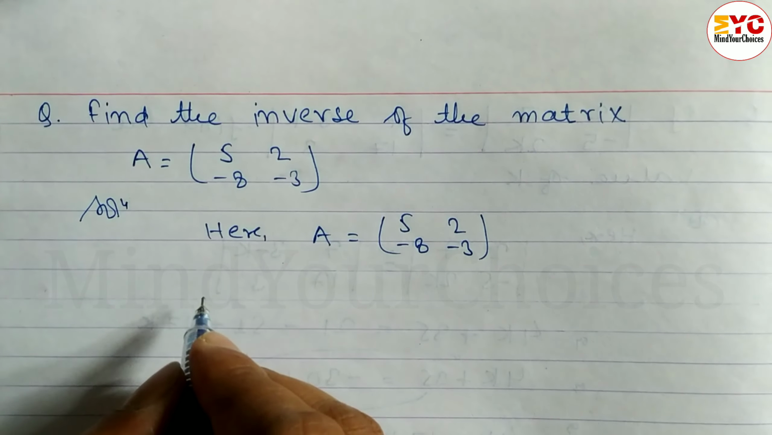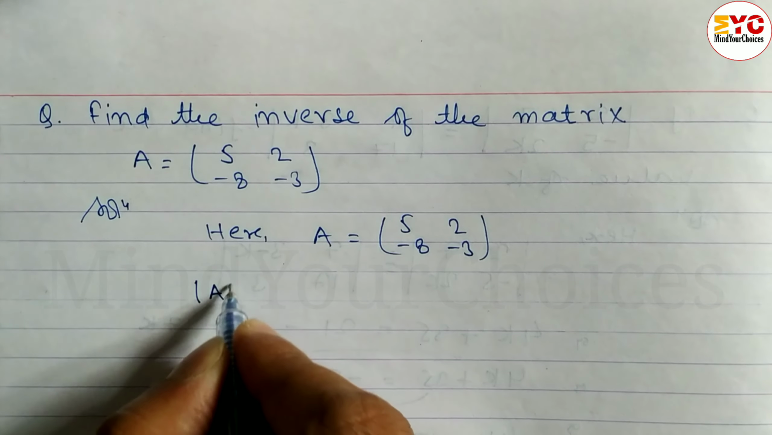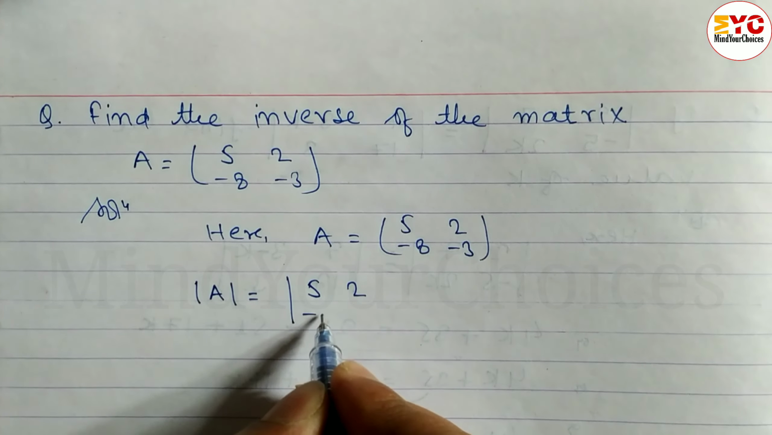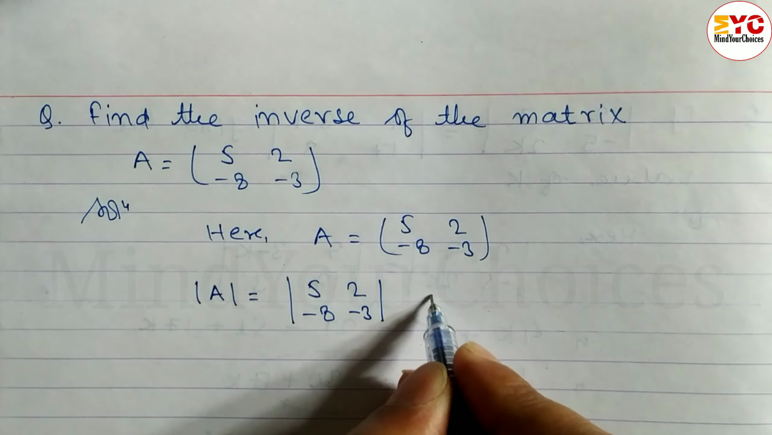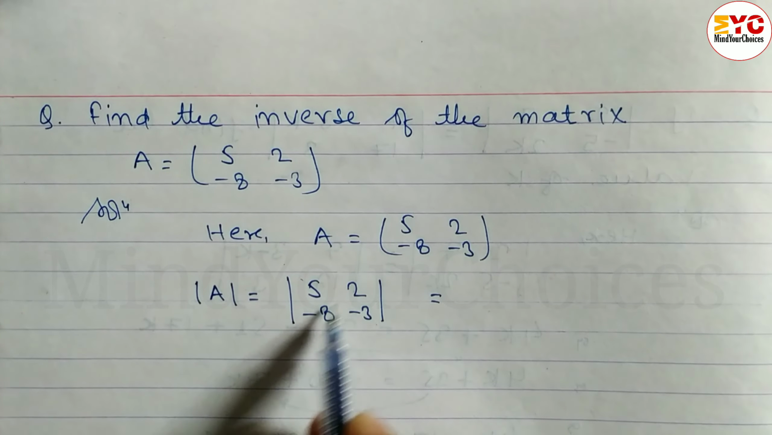So first of all we have to find the determinant. We have to check whether matrix A is a singular or non-singular matrix. To find the determinant, we have to multiply the main diagonal minus the non-diagonal. Main diagonal means 5 and 3. This side is the main diagonal and this one is the non-diagonal.